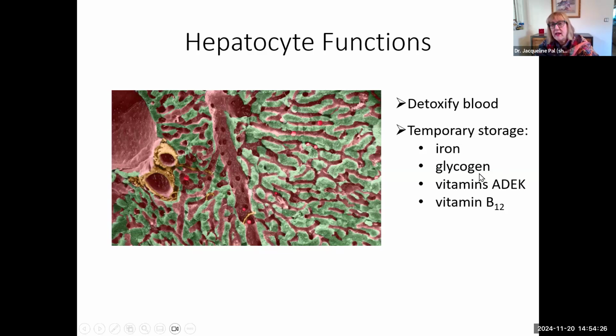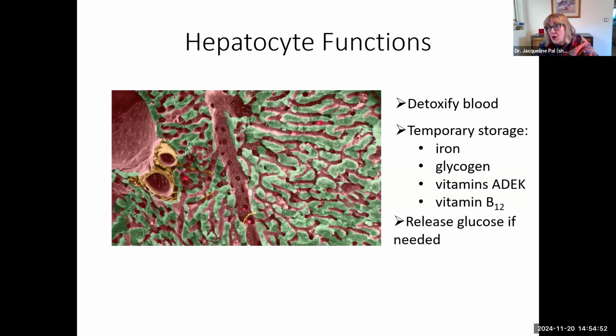We try to have a 48-hour storage of glucose, the storage form being glycogen. Remember, glycogen is just a long chain of glucose molecules. Our fat-soluble vitamins are stored in our liver, so vitamins A, D, E, and K. Additionally, vitamin B12 is stored in our liver.